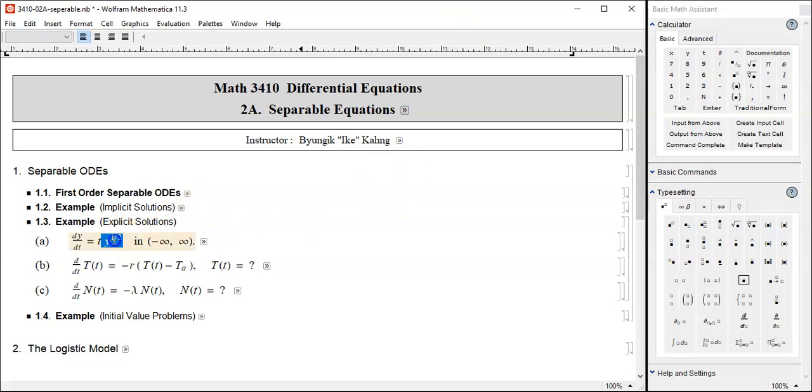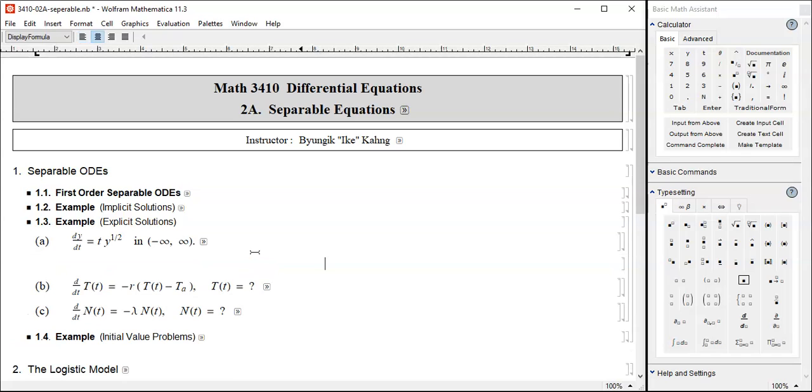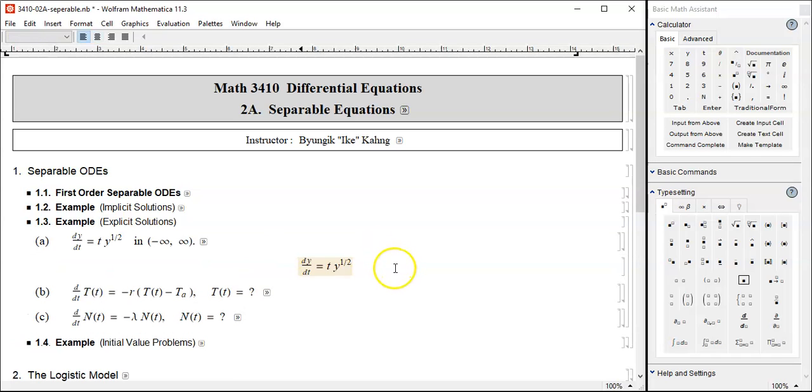Okay, let's go ahead. Let's take the separation of variables. So flip this y to the other side and 1 over y to something. No, don't do it. This is better. If you use too many reciprocals, then it may confuse you. And then let's take the antiderivative of both sides.